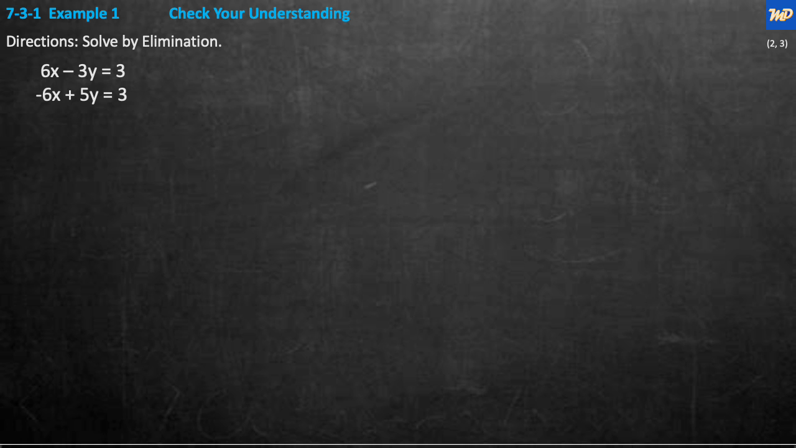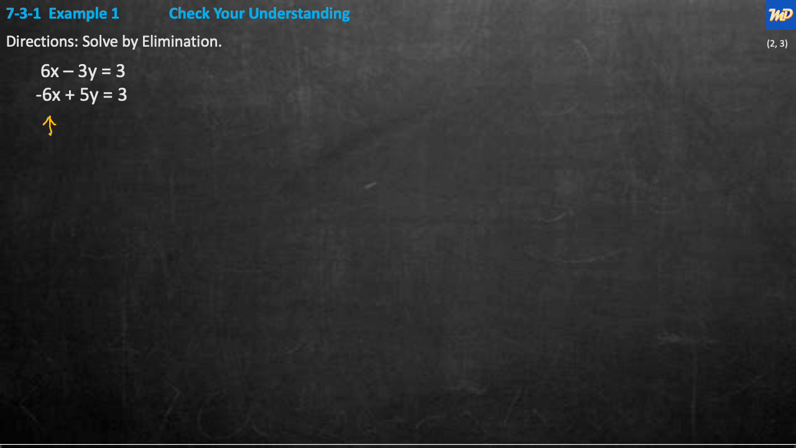Okay, I'm assuming you've done that, and let's give it a whirl here. Right off the bat, we're going to look for what we can do to these equations to eliminate one of the variables. By appearance, we can see that if we add these two equations together, the 6x and the minus 6x cancel each other. Well, that's wonderful. So we're going to add these together.